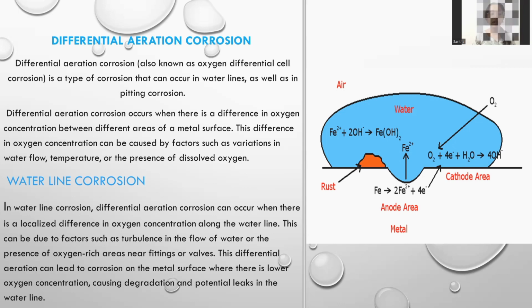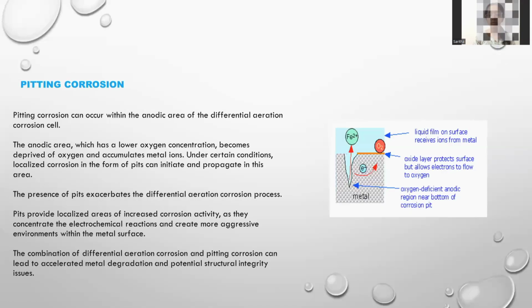In waterline corrosion, differential aeration corrosion can occur when there is a localized difference in oxygen concentration along the waterline. This can be due to factors such as turbulence in the flow of water or the presence of oxygen-rich areas near fittings or walls. This differential aeration can lead to corrosion on the metal surface where there is a lower oxygen concentration, causing degradation and potential leaks in the water line.